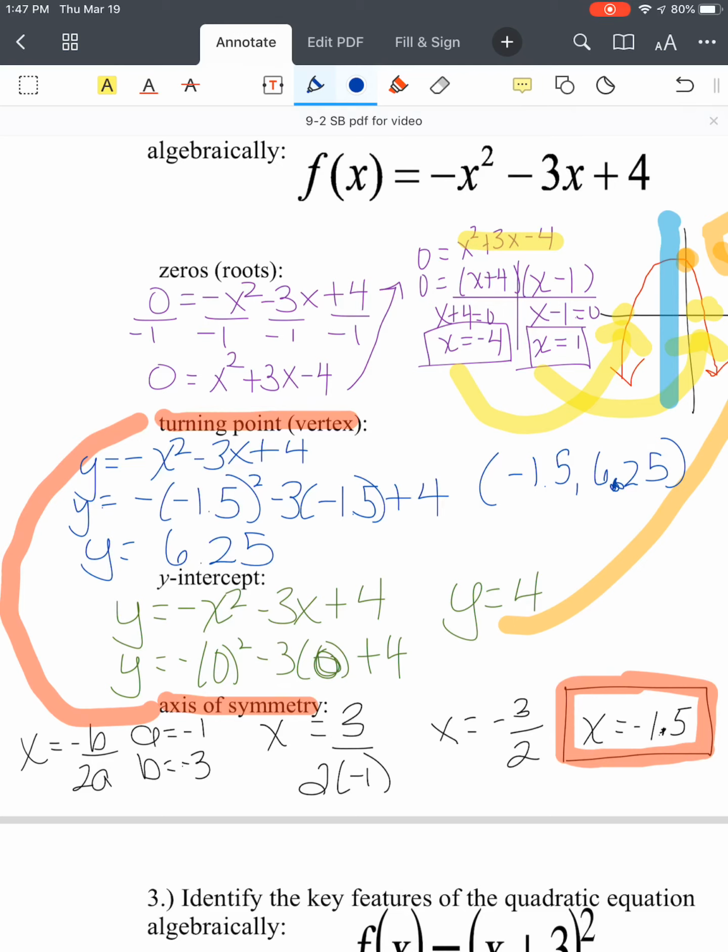Take a look at your graph again. It's a little harder to see because it's got decimals in it, but it does really look like the turning point is at negative 1.5 and 6 and a little bit more. So it looks like we did a good job with that too.